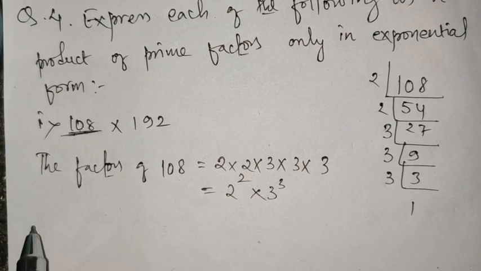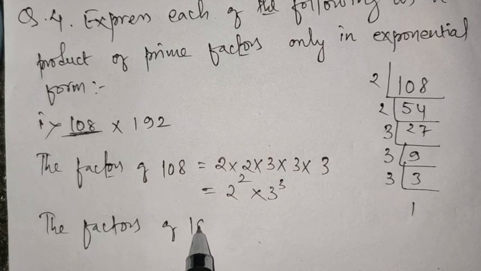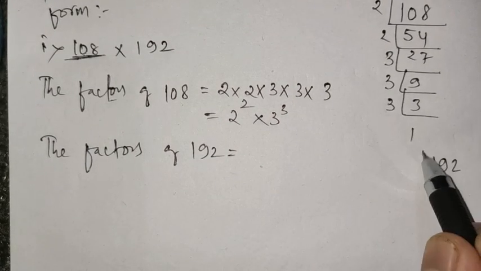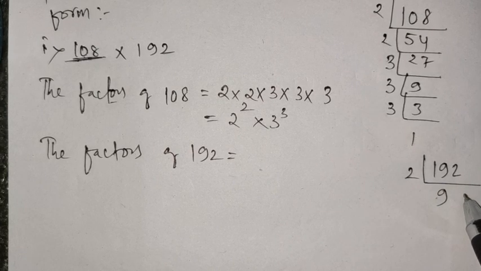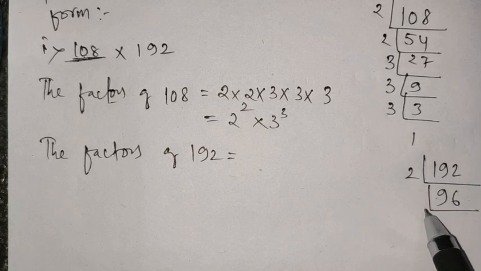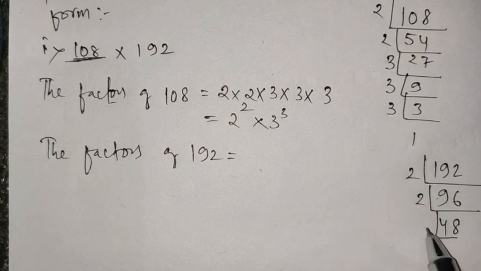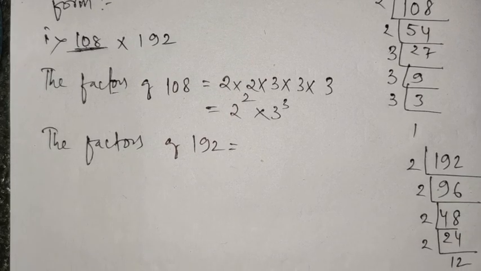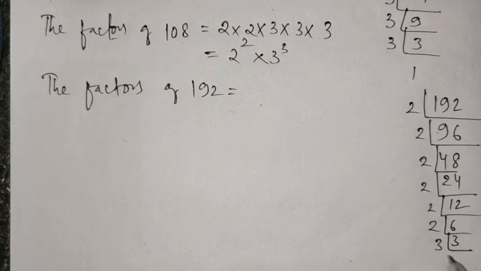All right, now to get the factors of 192, let us take out the LCM of 192 here. First of all, I'll be using 2: 2 nines are 18, 2 sixes are 12, then 2 fours are 8, 2 eights are 16. Next, 2 twelves are 24, then 2 sixes are 12, 2 threes are 6, then 3 ones are 3.